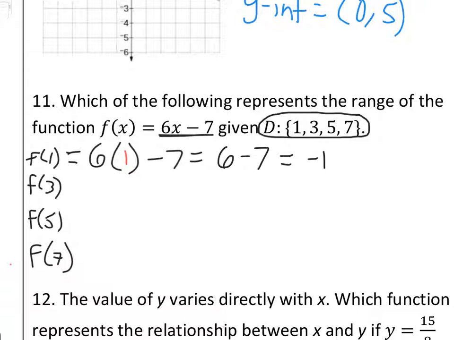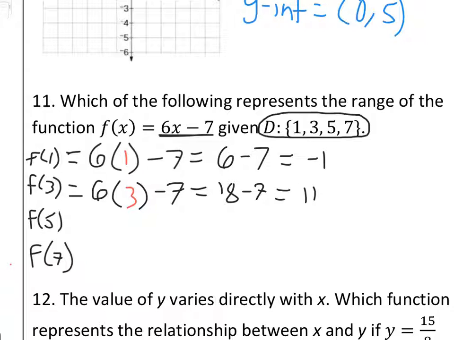Okay, I'll do one more with you, and then I'll let you guys do the last 2 on your own. f of 3 is the same thing as saying 6, instead of 6 times x, you're going to go 6 times 3, and then minus 7. Okay, and that is equal to 6 times 3 is 18. 18 minus 7 is going to give you, what is that, 11.